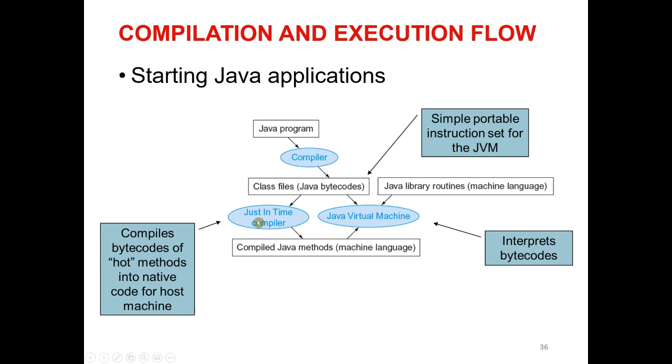We have, in addition, something called a just-in-time compiler, which, if the Java virtual machine thinks that some code will improve the performance if we compile it for the native host machine that we are using, then it just does this in execution time.